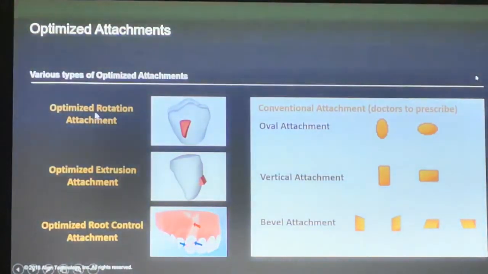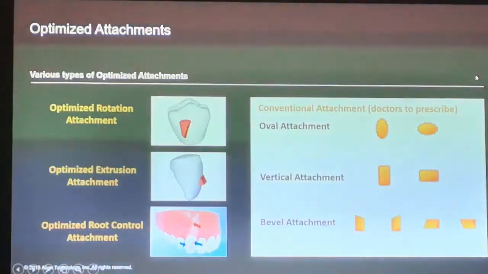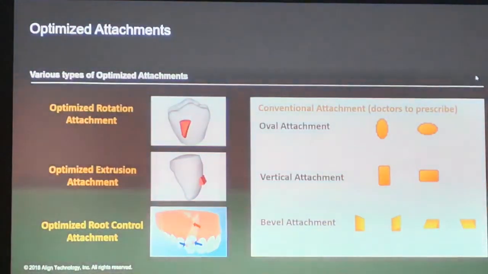So let's look at the first one, the optimized rotation attachment. This means that the function of this attachment is to help rotate. If you look at its shape, it will have the active surface on this side, on the mesial side, in order to rotate this tooth to the distal. The next one is the optimized extrusion attachment. With the extrusion attachment, you would like to move the tooth downward, so it has the active surface gingivally in order to create the push force from gingival to incisal and create the extrusion movement. So this is just an example to show you that the function of the optimized attachment is to move the tooth. It will have the active surface and passive surface in order to move the tooth as planned.